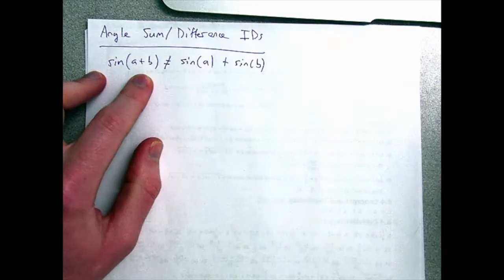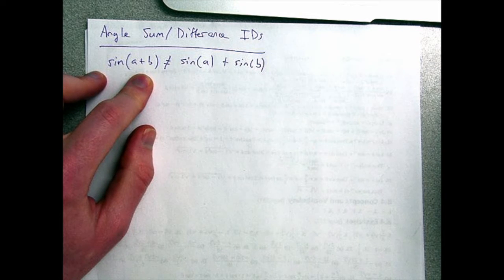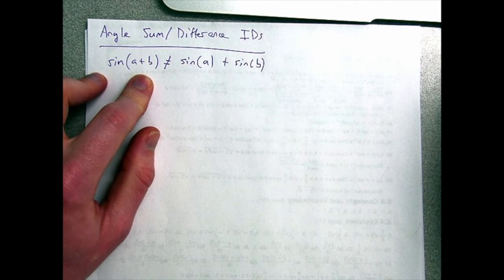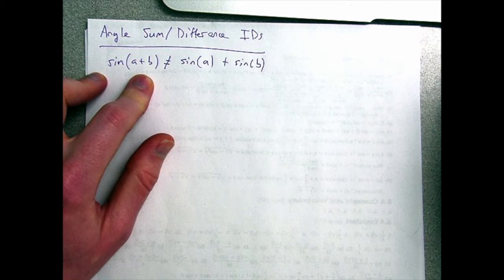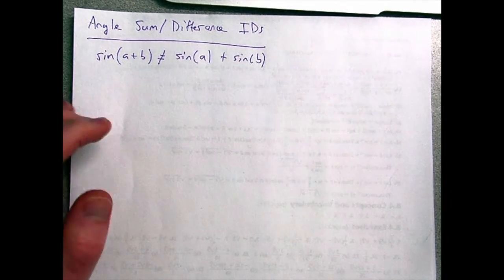A quick comment on this. One way of thinking about this is that the sine doesn't distribute over plus. Students think that everything in math distributes. The truth is that very few things actually do. And the sine function definitely does not distribute over sums. And to see that this is true, all I have to do is show you a counterexample. And it's pretty easy to find one.